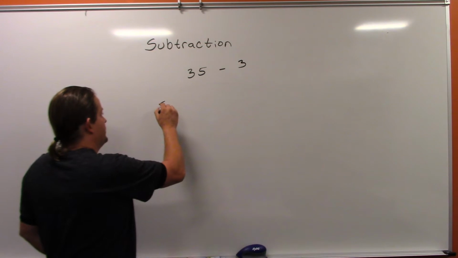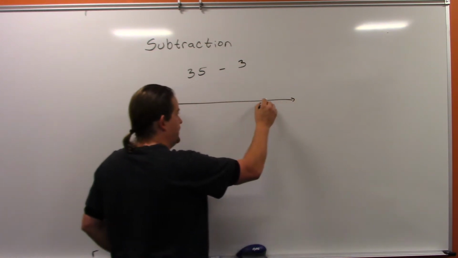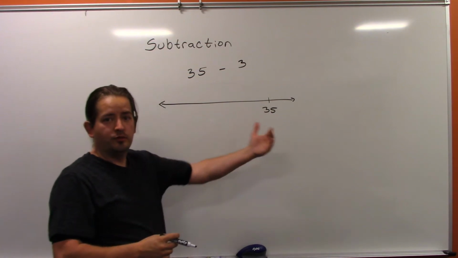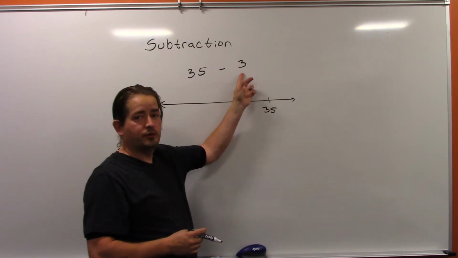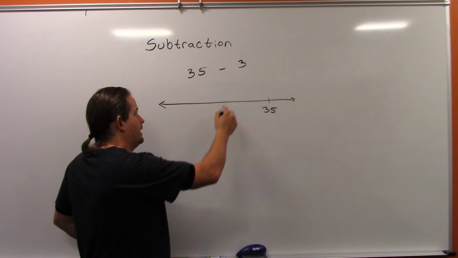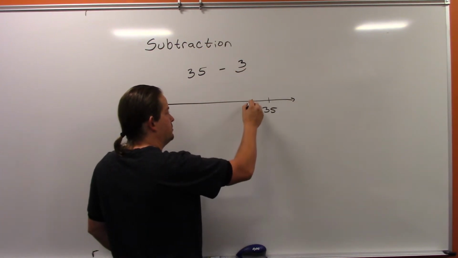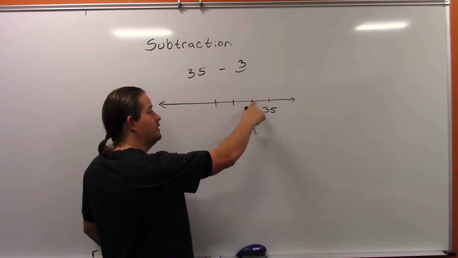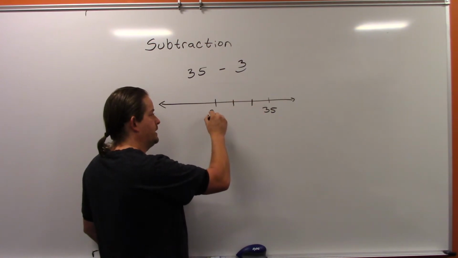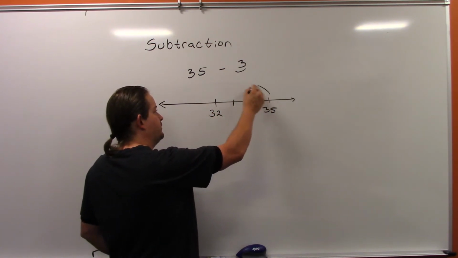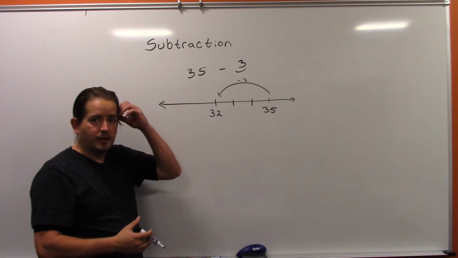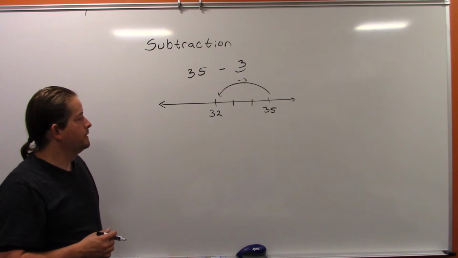That means I'm going to start at 35, and instead of adding on to 35 and moving to the right, I'm going to subtract from 35 and move to the left. I'm going to move to the left by 3. So 1, 2, 3, and I figure out where I am. That's 35, 34, 33, and 32. So 35 minus 3 is 32 on a number line. That's how it looks. Right?